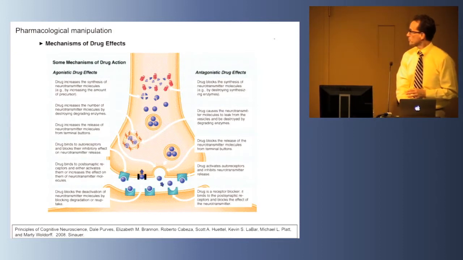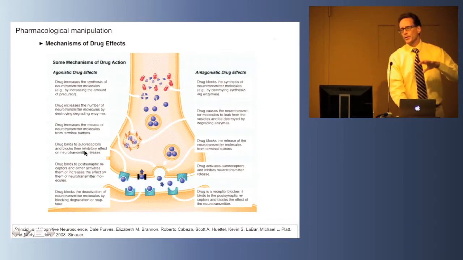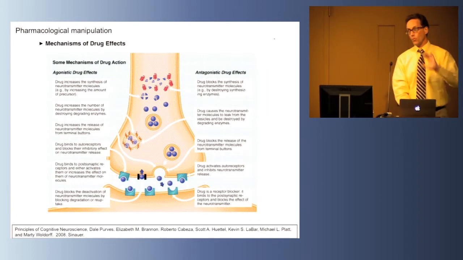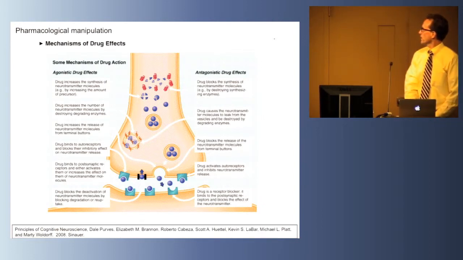So if we prevent this autoreceptor from inhibiting the release of the neurotransmitter, then more neurotransmitter will be released. There's layer upon layer of regulation, and drugs can operate at each of those layers.